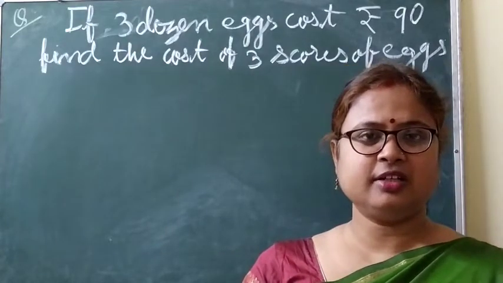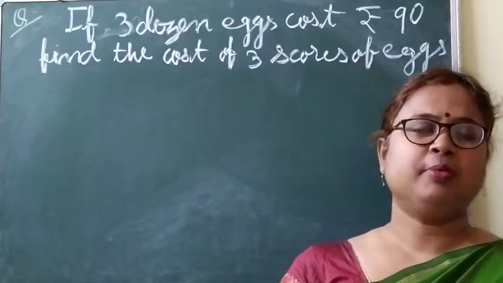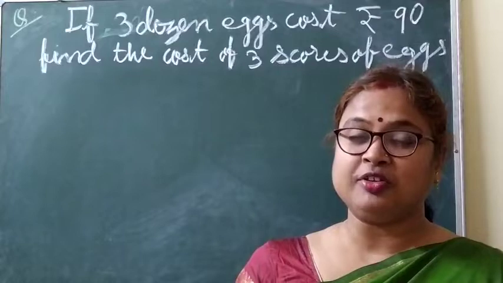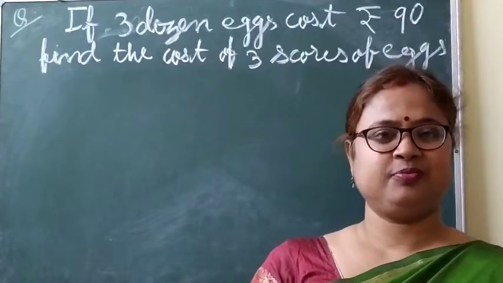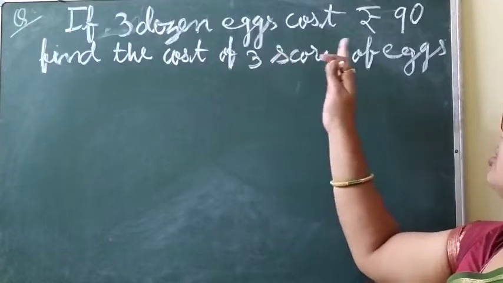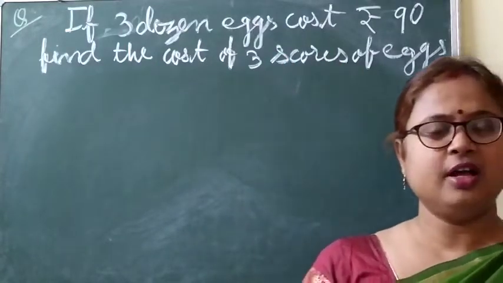Questions of unitary method. Again in this video I am going to solve some more questions based on the unitary method. So of course you can say this is the unitary method part 2. The question is, if 3 dozen eggs cost rupees 90, find the cost of 3 scores of eggs.